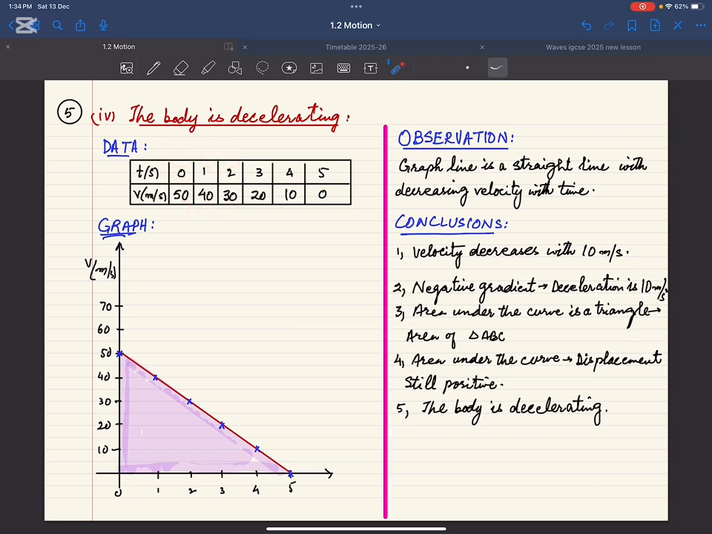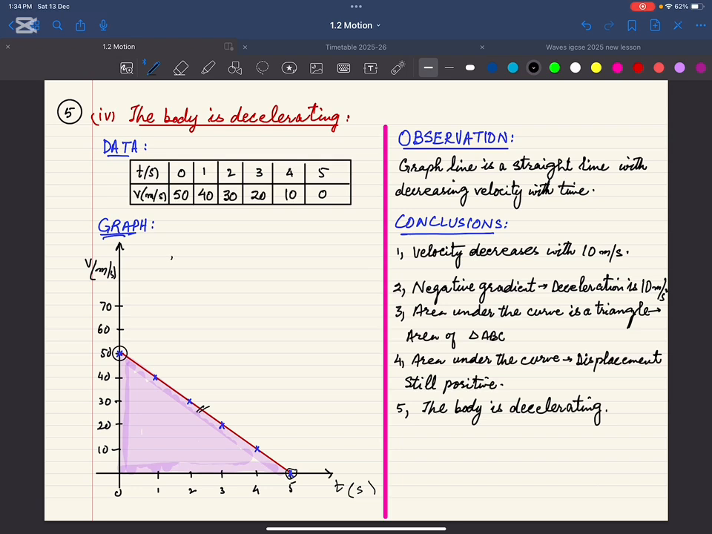So when you draw these values for the VT graph, obviously the time is here in seconds, and you will get a graph like this. The first value is maximum over here, and the last value is minimum, that is 0.